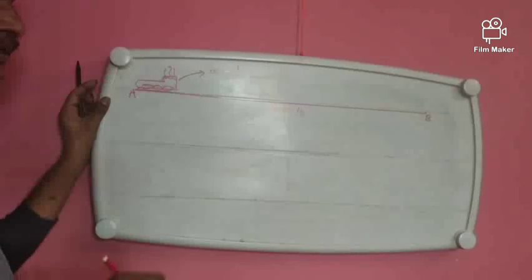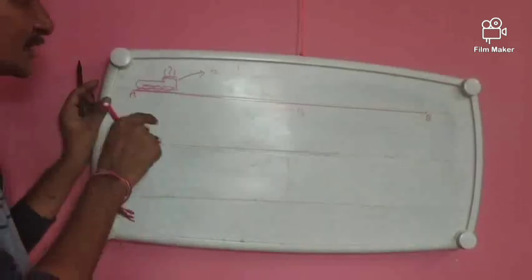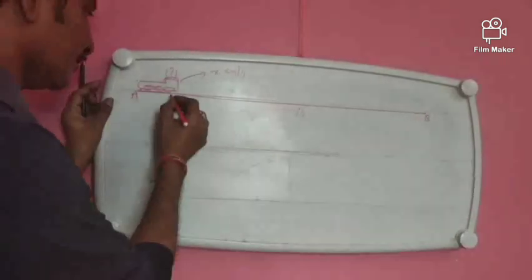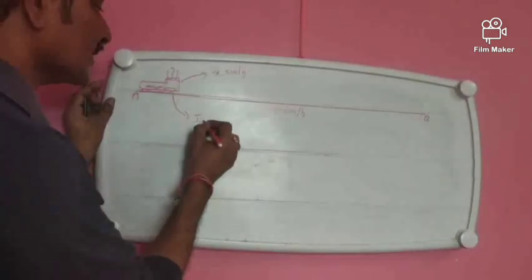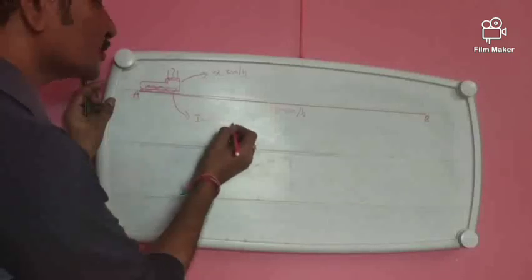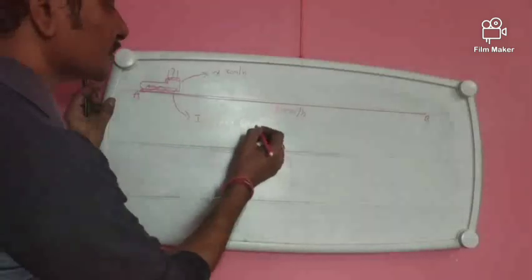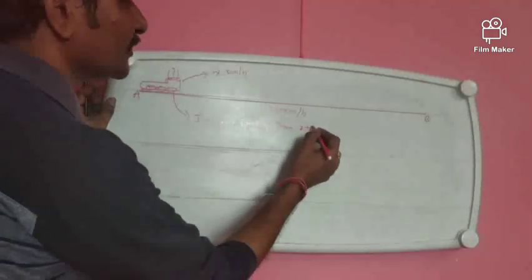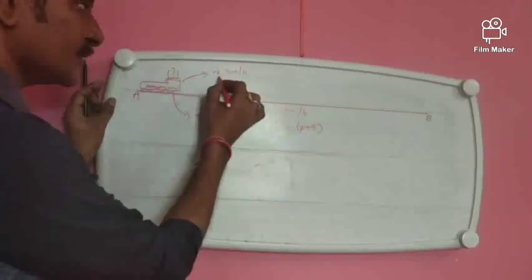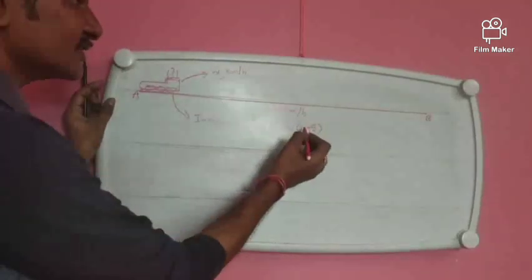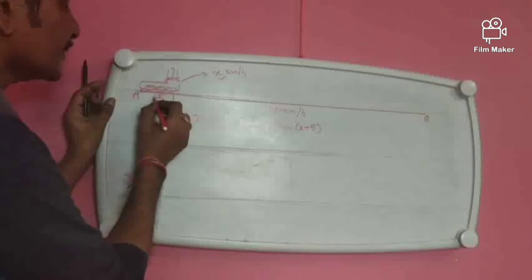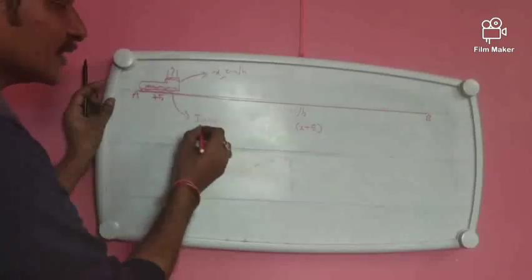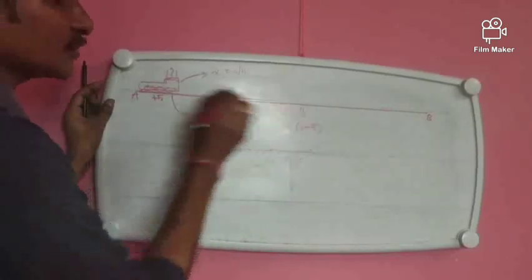But in the problem it was given very clearly that the speed of the train had been increased by 5 kilometers more. Means the increased speed of the train is x plus 5 kilometers per hour. Why? Because the actual speed is x kilometers and the increase is 5 kilometers, so actual speed plus increased speed. So the total increased speed of the train is x plus 5 kilometers.